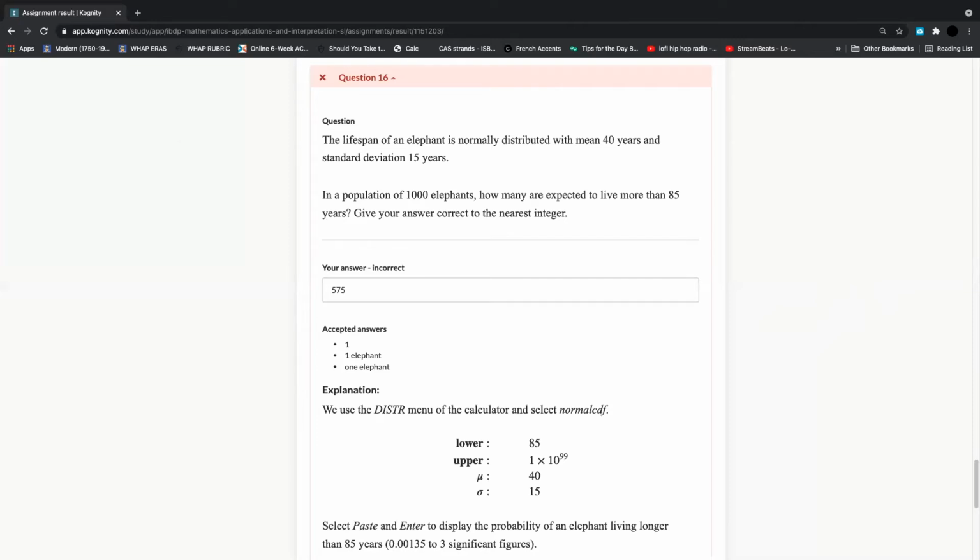So this is also normal distribution. Make sure you click NormalCdf. And since this one is again saying more than 85 years, we know that the lower bound is 85, because that's the value we're going off from. So the lower bound would be 85. And then your upper bound, if it doesn't state it, is infinity, which can be signified by 1e99, which is 1 times 10 to the power of 99.